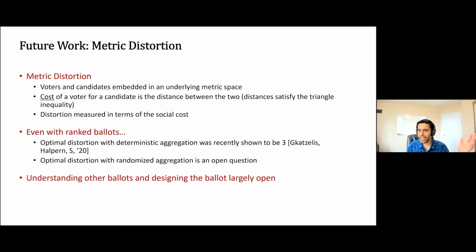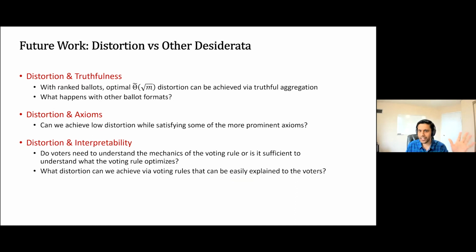And so even with ranked ballots, this is pretty understudied. The optimal distortion that you can achieve with deterministic aggregation was only settled last year in our FOCS 2020 paper, and this is now known to be 3. And the optimal distortion you can achieve with randomized aggregation is still an open question. And it's largely open to study other ballot formats and even design the optimal ballot format. The other direction is to reconcile this distortion approach with some of the more classical considerations that have been looked at in social choice, such as truthfulness.